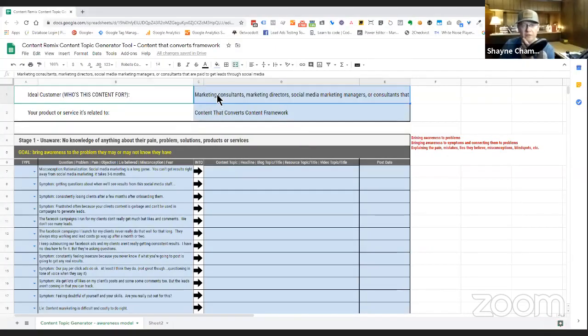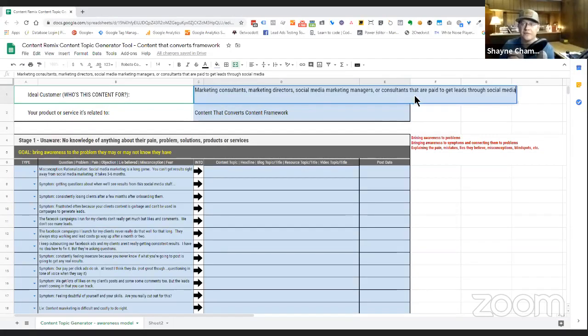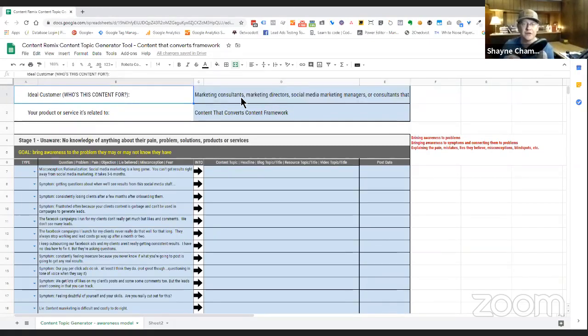If we look at this here, my ideal person that I'm trying to sell this to, first, obviously, you want to know who it is that you're talking to. That's the most important part. It's got to be one person or a group of people that are similar in characteristics. For me, I'm looking after marketers, marketing consultants, marketing directors, social media marketing managers. I'm looking for people who are paid to get leads through social media for their clients. It could also be somebody that works for a company as a social media manager, paid to get that company leads, and that work has to pay out for the company above them. In any case, that's the person that I'm trying to target.